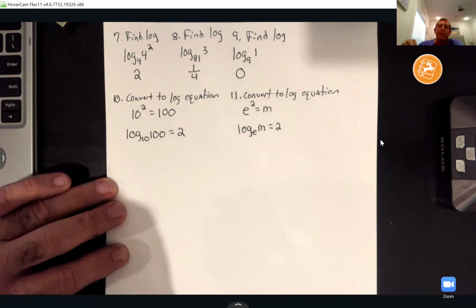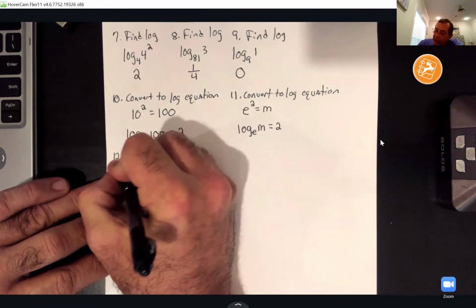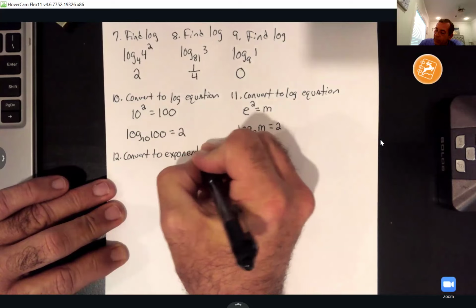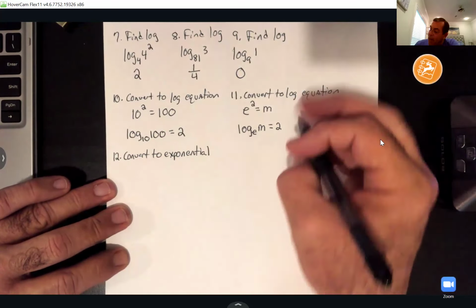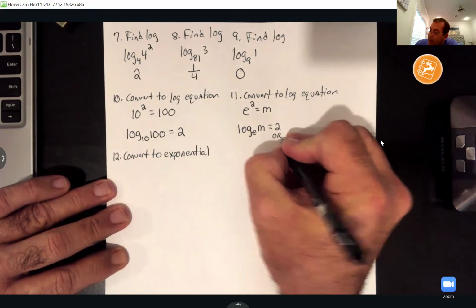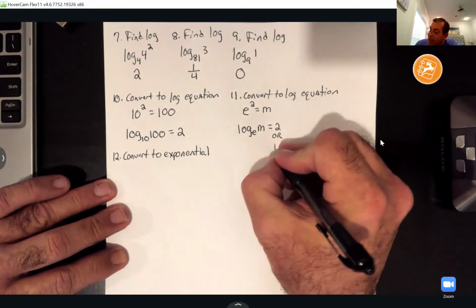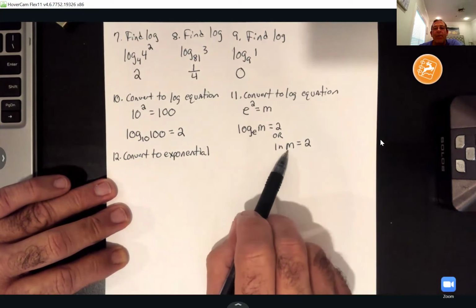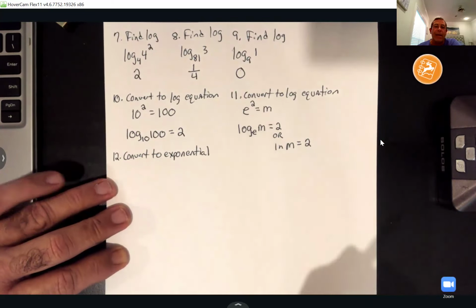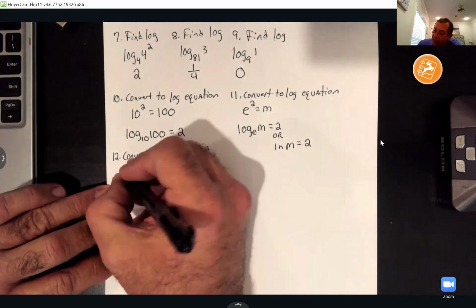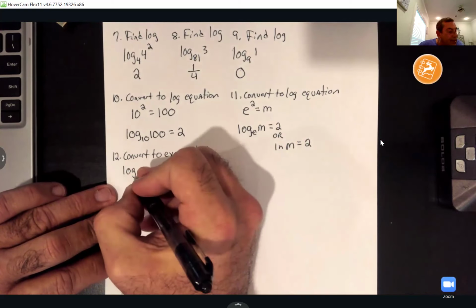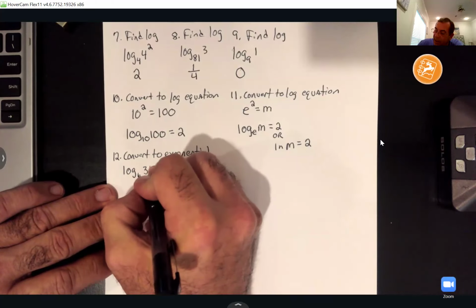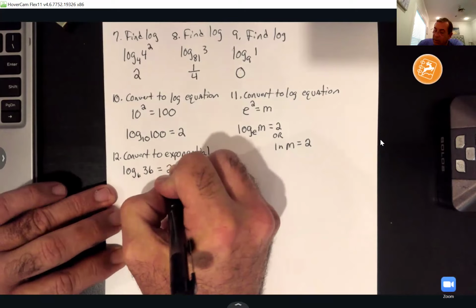Now I'm going to convert logs into exponential. So these will say convert to exponential. Now we'll say on this one, MathLab would also take this answer. Since that's a log base e, remember I could use the ln of m equals 2. But it don't require you to do that. So if you just want to leave it a log base e, you can do that, okay? All right, y'all, here we go. We got a log base 6 of 36 equals 2.